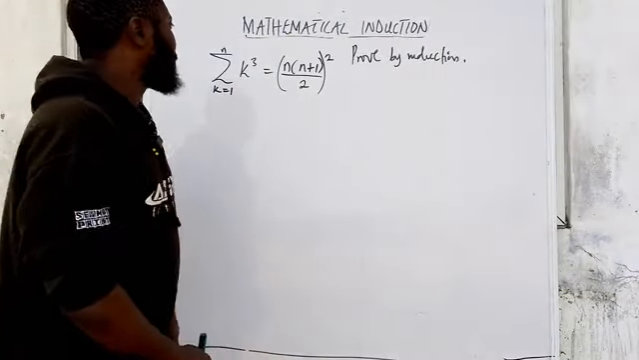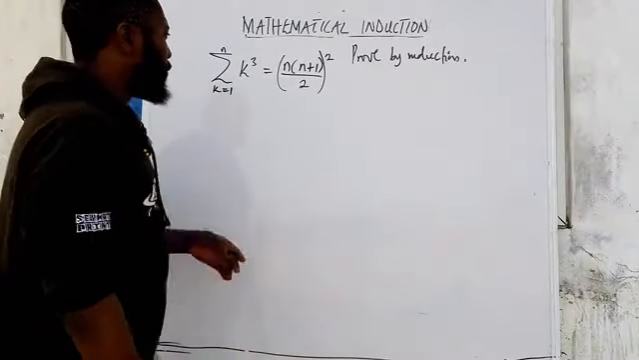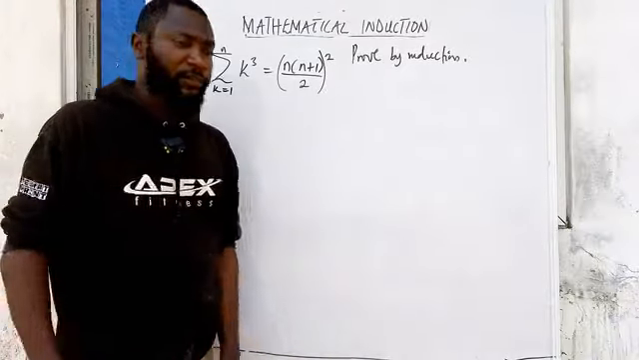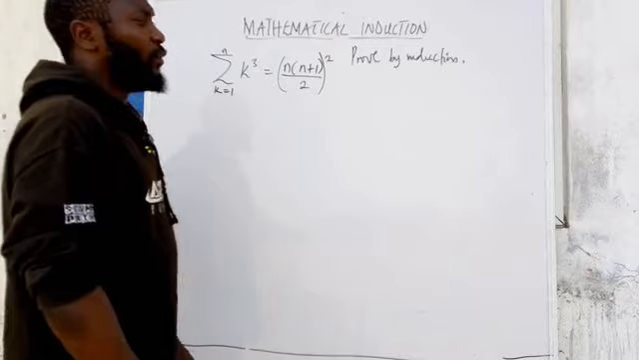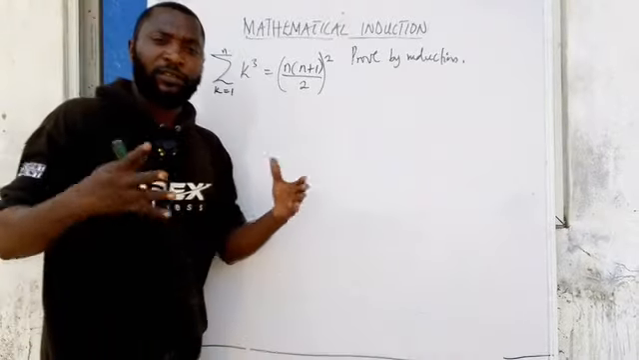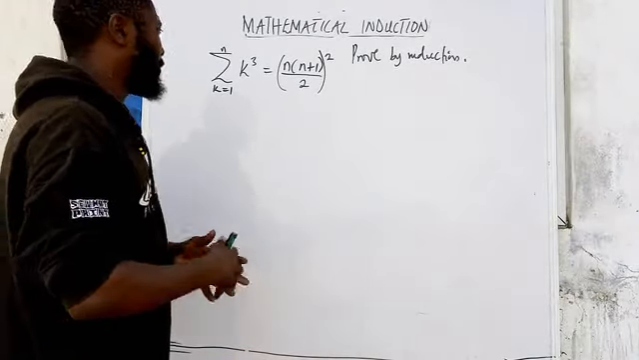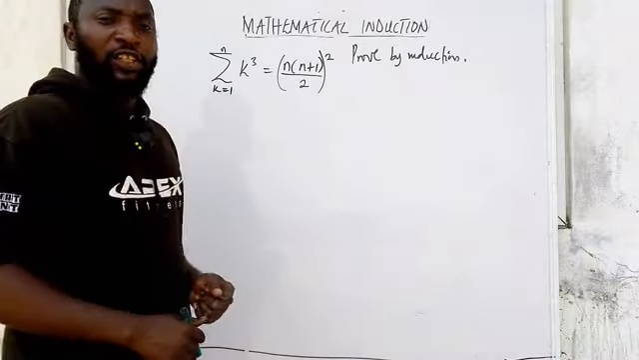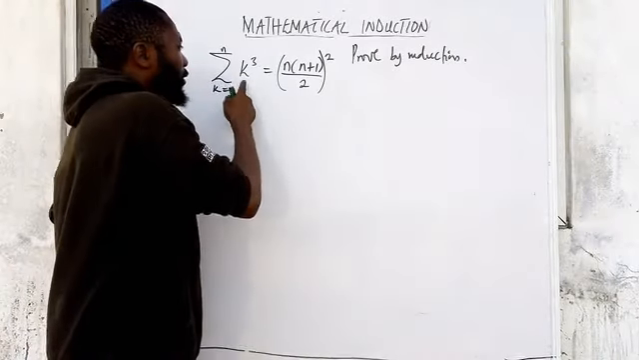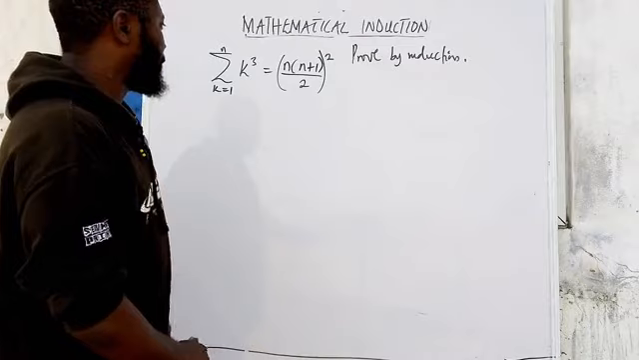Hello viewers, here's another example. We have to prove by induction that this equals this. And to prove by induction, we have just 3 steps or 2 steps. So the step one now, to prove this, you put one here, put one here, compare the two results.